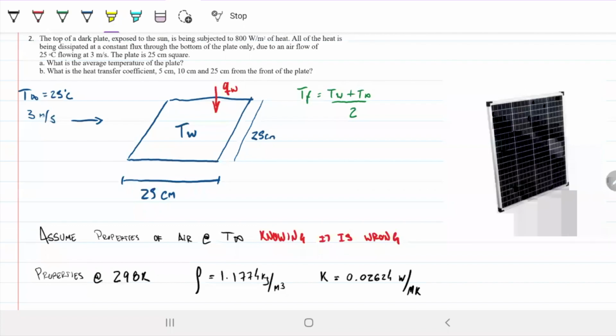The top of a dark plate exposed to the sun is being subjected to 800 watts per meter squared of heat. All the heat is being dissipated at a constant heat flux through the bottom of the plate only, due to airflow of 25 Celsius flowing at 3 meters per second. The plate is 25 centimeters square. So once again, that weird way of saying that something is 25 by 25. What is the average temperature of the plate, and what is the heat transfer coefficient at 5, 10, and 25 centimeters from the front of the plate?